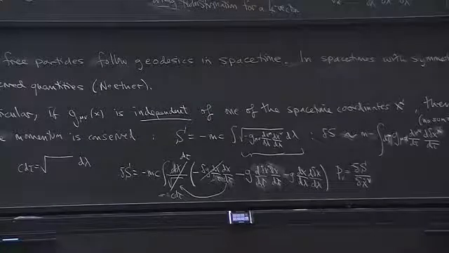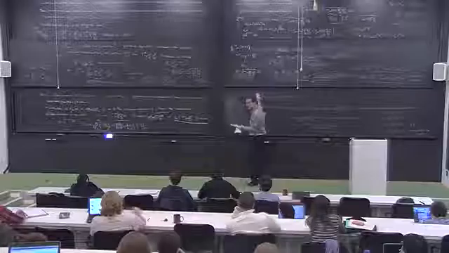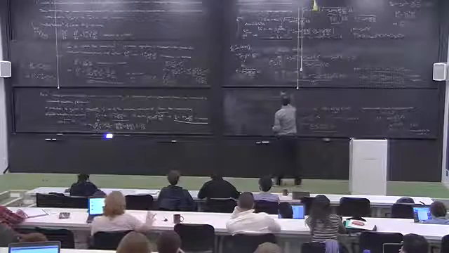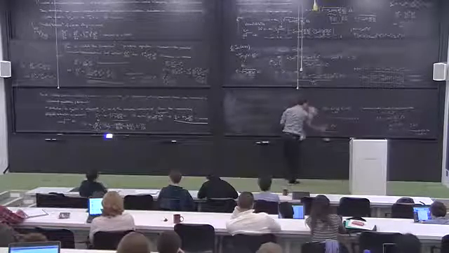Now, one of the kind of awkward things about that derivation is that it relies on the mass of the particle, right? The action was the mass of the particle times the length of the world line.